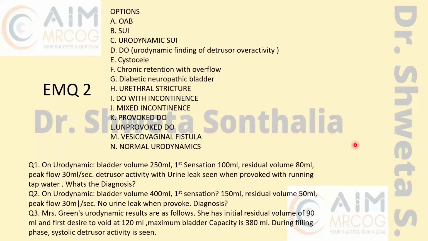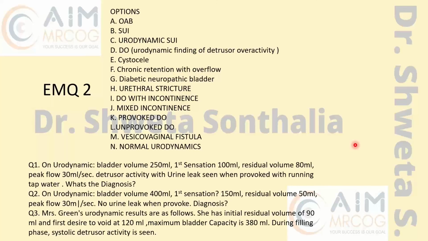Yes, anyone can read it. I'll read. Mrs. Green's urodynamic results are as follows. She has an initial residual volume of 50 ml and first desire to void at 120. Maximum bladder capacity is 380. During the filling phase, systolic detrusor activity is seen.